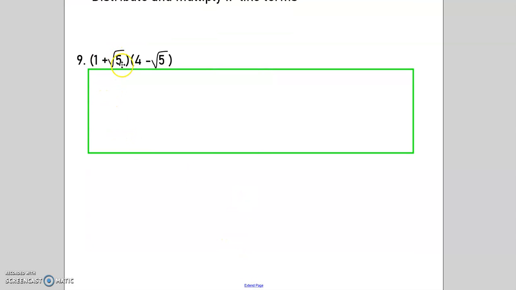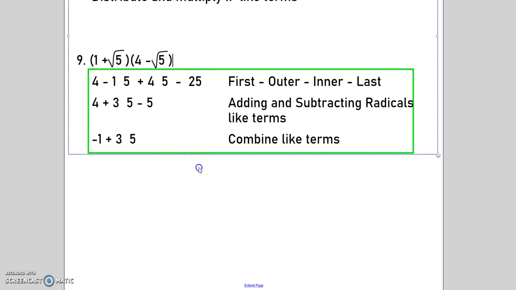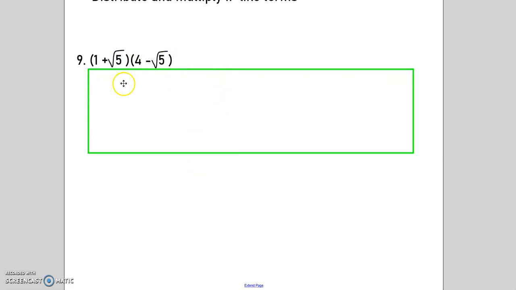1 plus the square root of 5 times 4 minus the square root of 5. What does this look like? What do we need to do? What's the process we do when we are multiplying two binomials together? Two parentheses with two terms in each of the parentheses. Hopefully something like foiling comes to mind, right? Foil, first, outer, inner, last, and that's exactly what we're going to do.